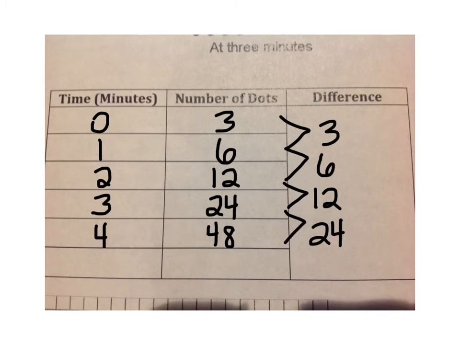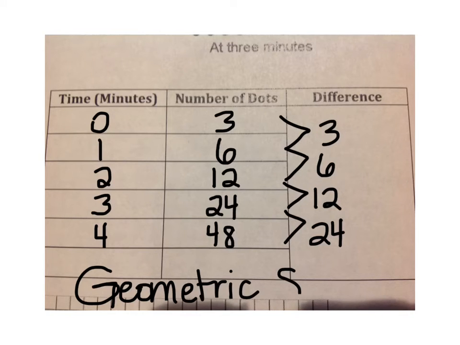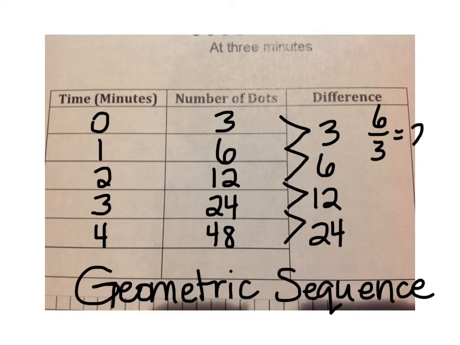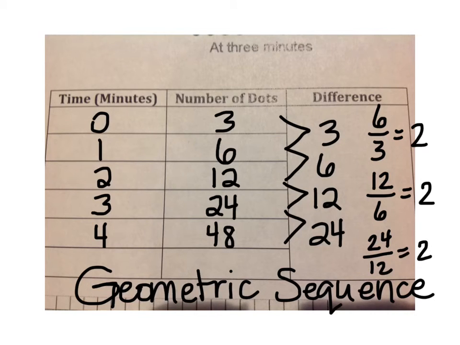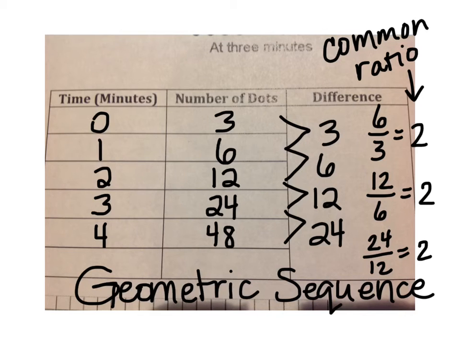This is not an arithmetic sequence. This is a geometric sequence. Because we have a common ratio. If we take 6 over 3, that gives us 2. If we take 12 over 6, that gives us 2. If we take 24 over 12, that gives us 2. This is a common ratio, which means that our sequence is geometric, which is another type of number sequence.